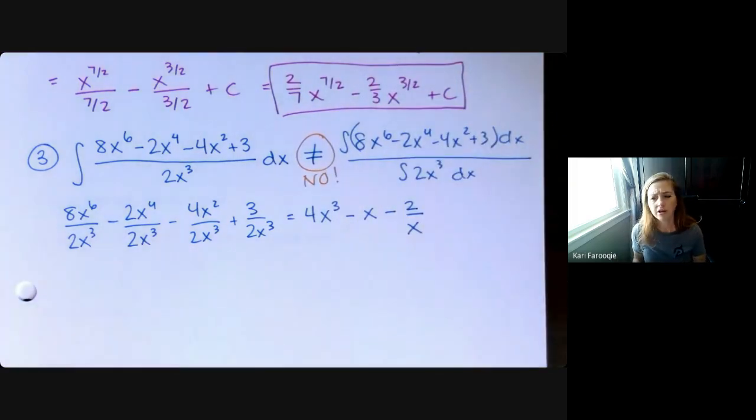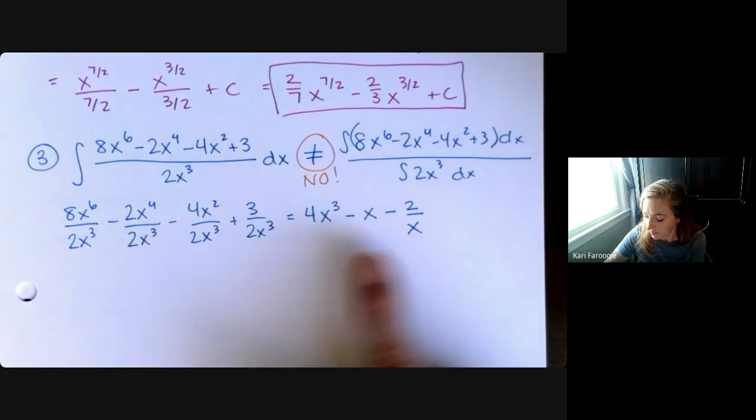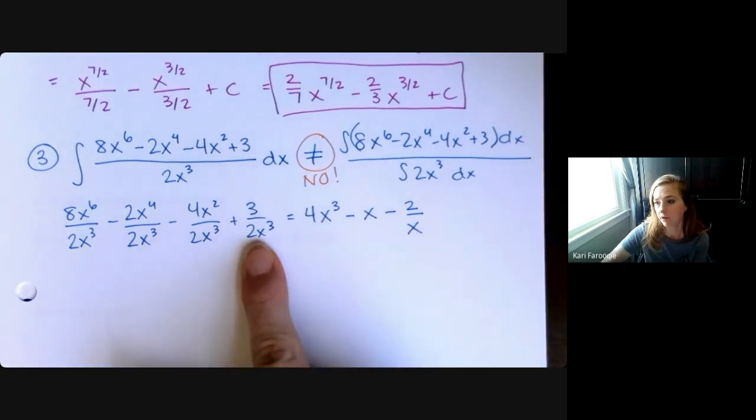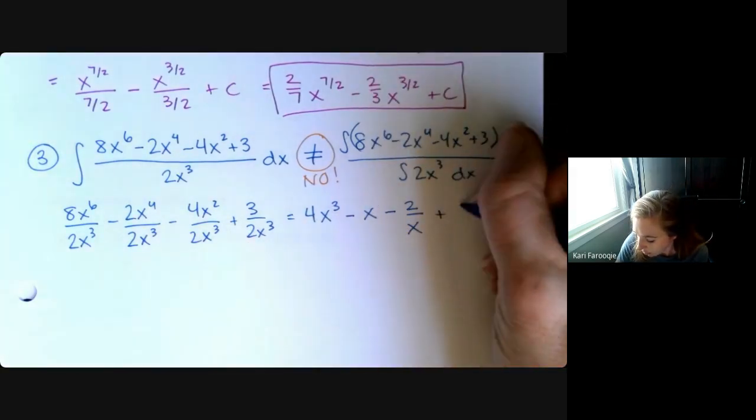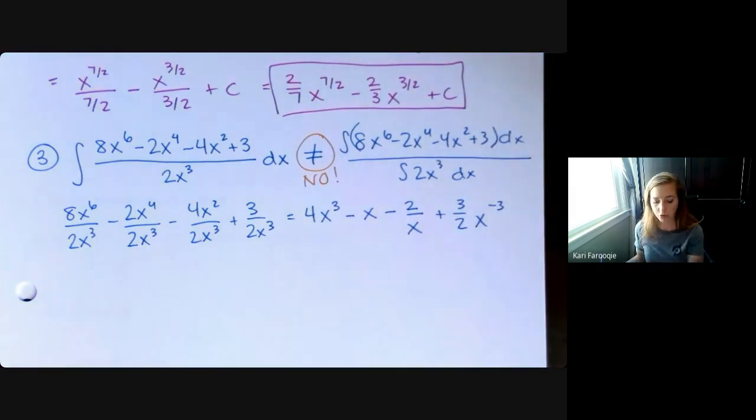And if you're wondering, why don't we just write that as x to the negative 1st? Well, it's that special rule for integration where we have x to the 1st power in the denominator or x to the negative 1st power in the numerator. So I like to leave that one. But this one we'll write as a negative exponent. So this will be plus 3 halves times x to the negative 3rd power.